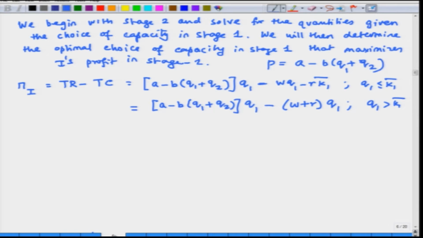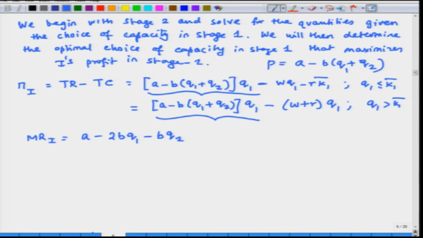Now, if you look at the total revenue function, in both cases, the total revenue leads to a marginal revenue for the incumbent. So essentially if I take the marginal revenue, this is A times Q1 minus B Q1 square minus B Q1 Q2. So, that is going to give me A minus 2 B Q1 minus B times Q2. So, this is the marginal revenue of the incumbent.